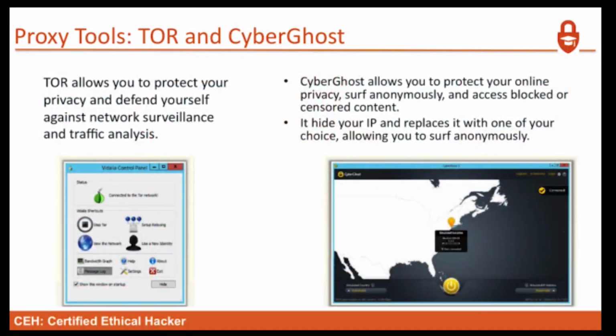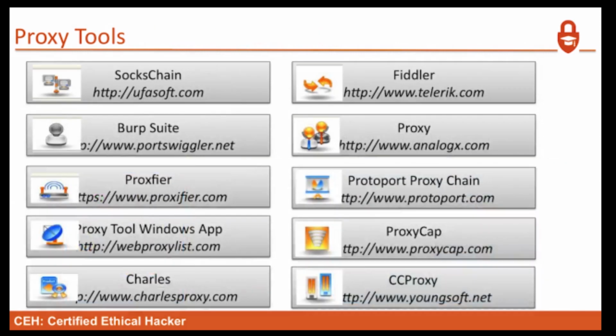CyberGhost allows you to protect your online privacy, surf anonymously, and access blocked and censored content. It hides your IP and replaces it with one of your choice, allowing you to surf anonymously. This is just a VPN connection. VPNs are absolutely proxies, so that's how you can think of them. So just be careful if you're trying to really do criminal stuff. You shouldn't be doing that anyway, but if you think that you really have anonymity with Tor, you better be very suspicious of that.